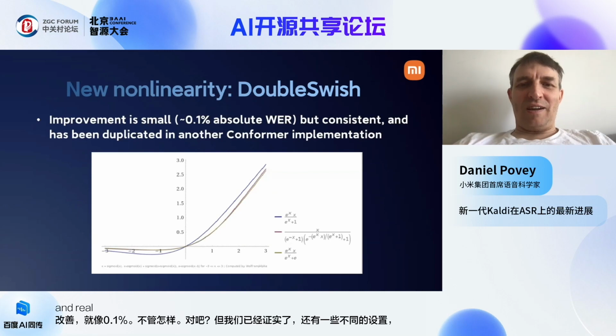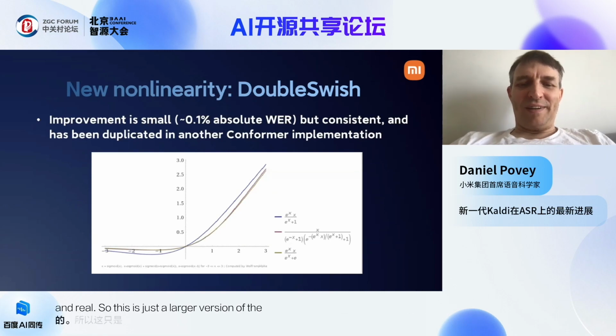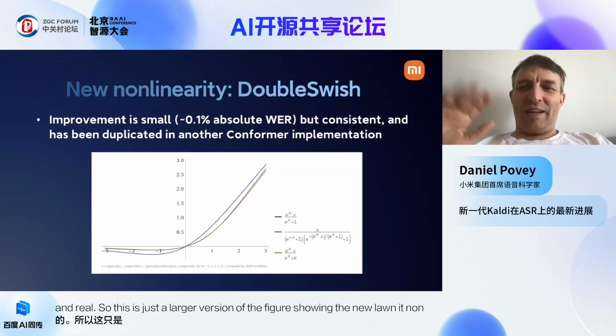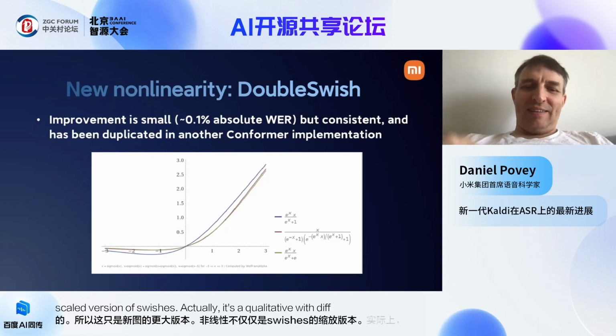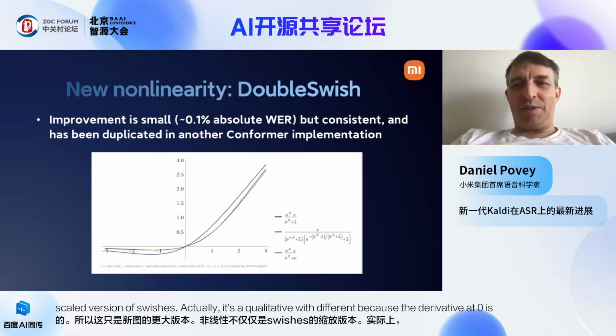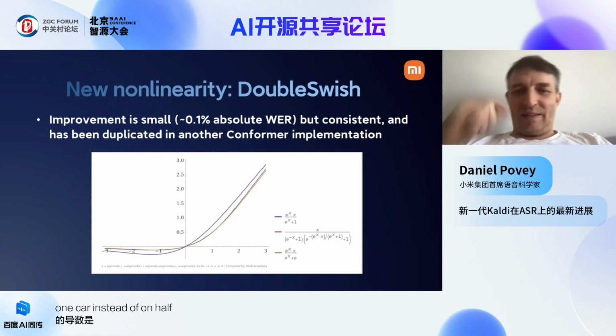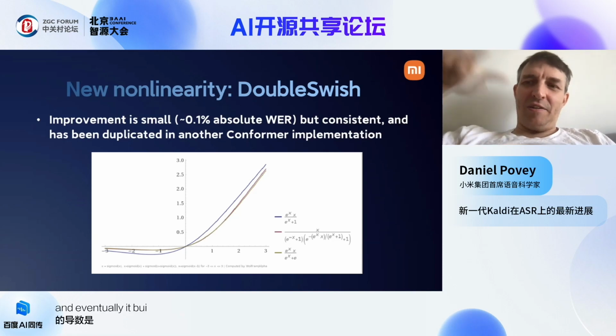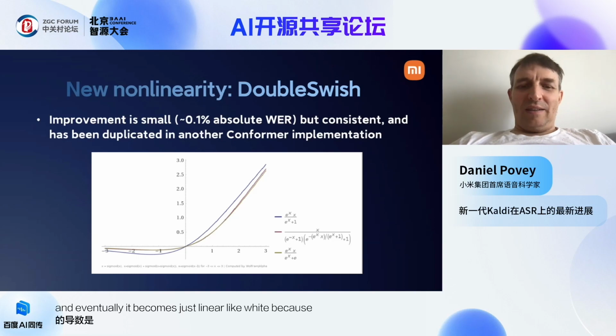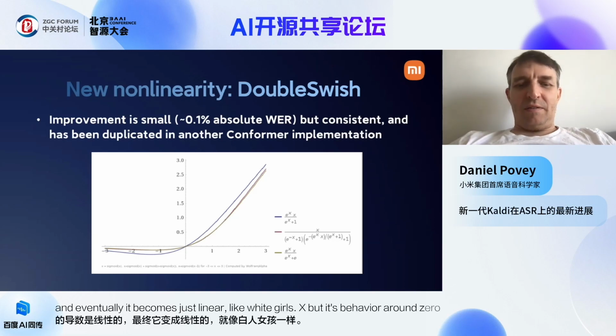Yeah, so this is just a larger version of the figure showing the new nonlinearity. It's not just a scaled version of swish. It's qualitatively different because the derivative at 0 is 1/4 instead of 1/2. And eventually it becomes just linear, like y equals x, but the behavior around 0 is different.